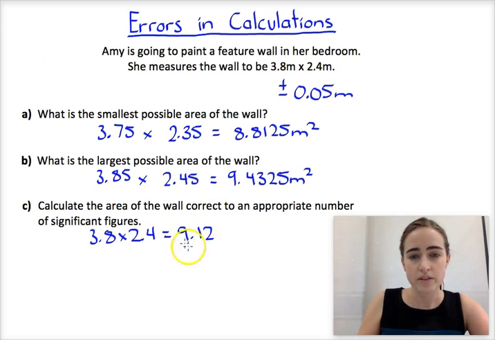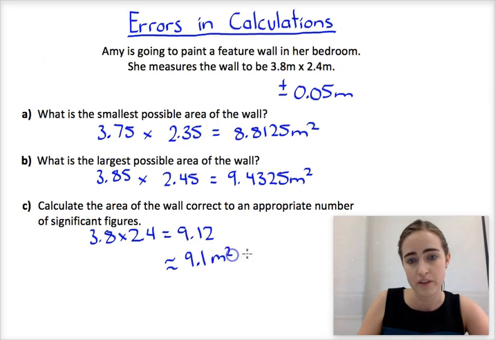But we know that it's not going to be accurate to two decimal places. If we look at the measurements that Amy's taken, the 3.8 and 2.4, if we look at significant figures, they're both only to two significant figures. Our answer that we've got is three significant figures because we start counting at that 9. So what we said on that first slide was it's only going to be as accurate as our least accurate measurement. So our answer is only accurate to two significant figures as well. So we're going to round that to 9.1 metres squared to 2 sig fig.